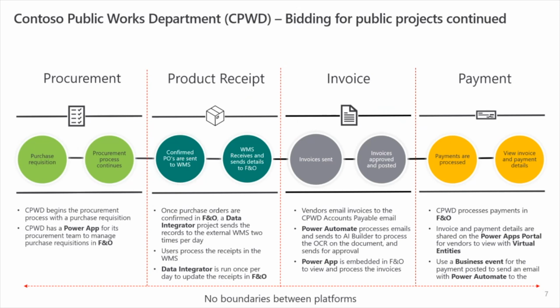Another thing we could do is use a business event to trigger the system to send an email when the invoice or the payment is posted. I have set up an example of an outbound Power Automate flow that is triggered by that business event, which I'll be showing you as well. So with that, I'm going to switch over and dive right into this demo.